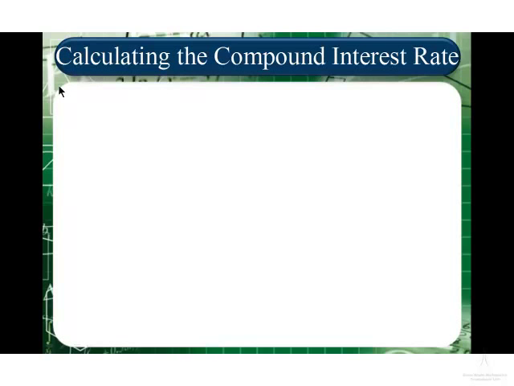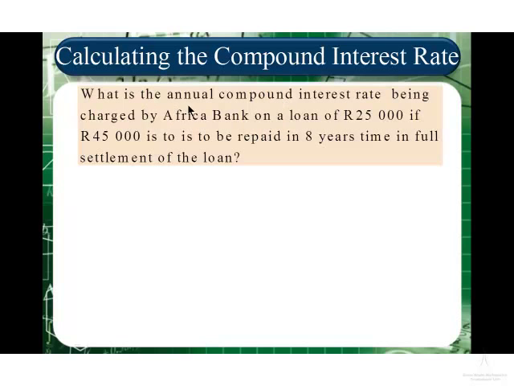In a second example, we consider calculating the compound interest given a problem where an initial amount or a principal amount must grow to a specific amount after a fixed interest period. Here we have the problem. What is the annual compound interest rate being charged by Africa Bank on a loan of 25,000 Rand if 45,000 Rand is to be repaid in 8 years' time in full settlement of the loan? And let's just agree that the interest rate in this case is per year, annually.